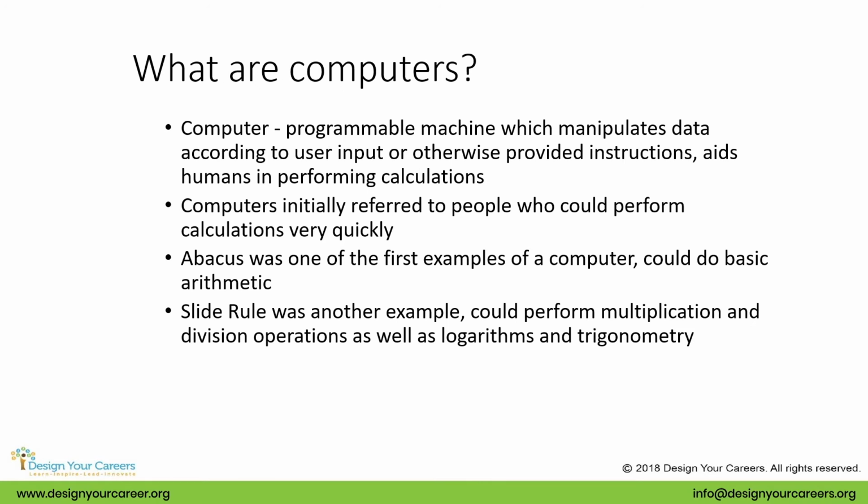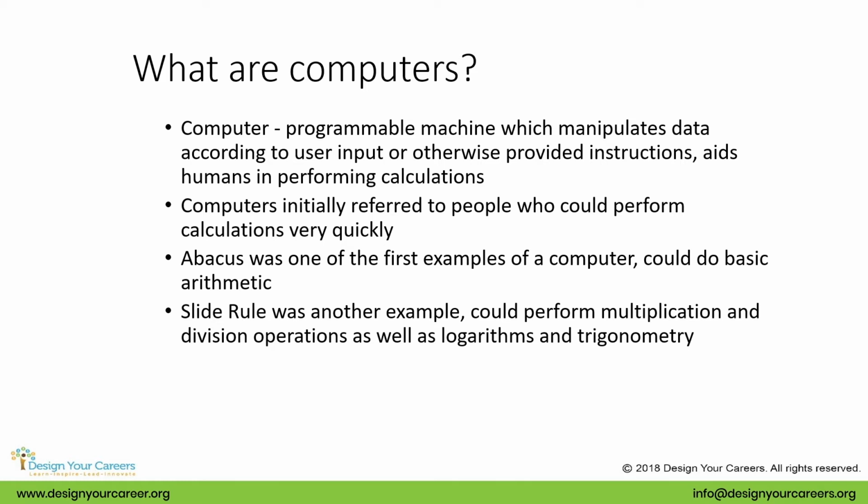So let's start with what are computers. Computers are actually a lot different from what we think about today. Computers aren't just laptops and Windows or Macs. A general definition is just a programmable machine which manipulates data according to user input or otherwise provided instructions, and it really helps humans in performing difficult calculations. We'll take a look at these instructions later. That's actually what our program is going to do, and we have a special word for it that we'll talk about a little later in this class.